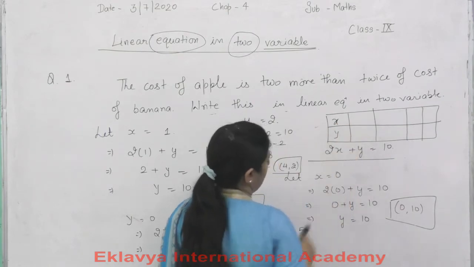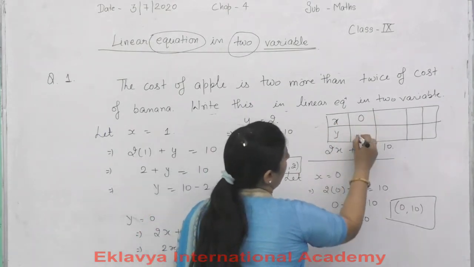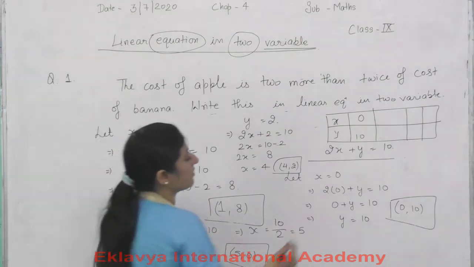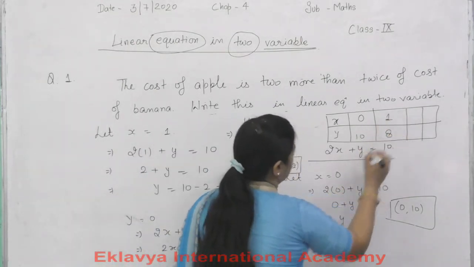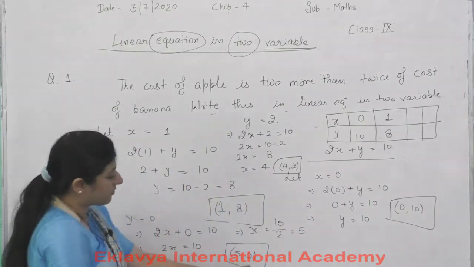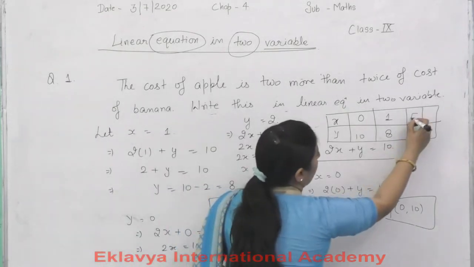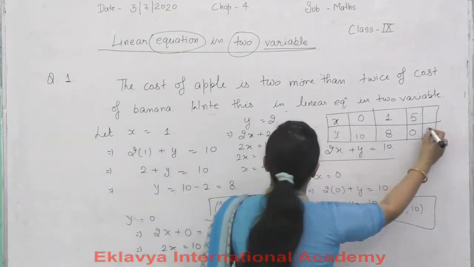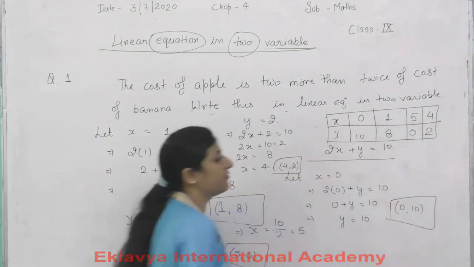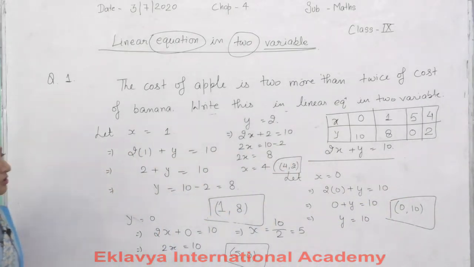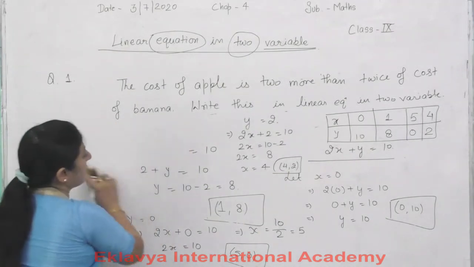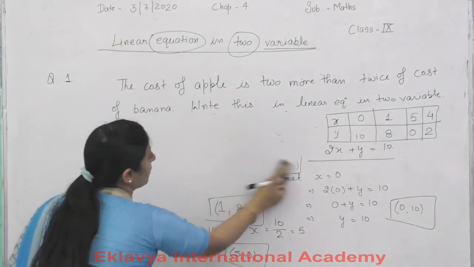X, y: when x is equal to 0, y is equal to 10. When x is equal to 1, y is equal to 8. When y is equal to 0, x is equal to 5. When y is equal to 2, x is equal to 4. This way we show the solutions of a linear equation in 2 variables. Now see exercise 4.2.